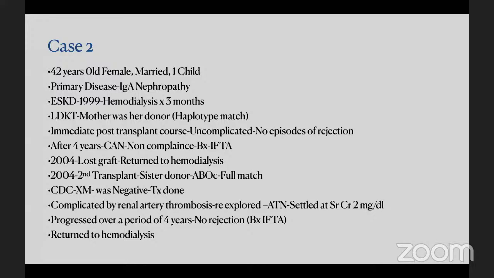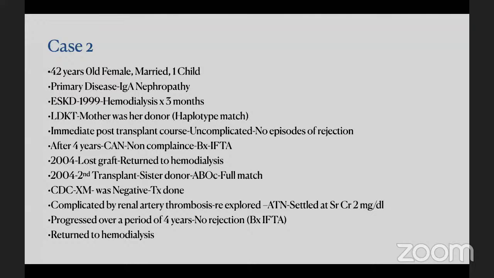After 4 years of the transplant, she developed chronic graft nephropathy, probably because of non-compliance. Her biopsy done then showed IFTA. In 2004, 5 years from the transplant, she lost her graft and returned to dialysis. At the same time, she underwent a second transplant with her donor sister, which was ABO compatible. It was a full matched, double haplotype matched transplant. Her CDC cross match was negative, and the transplant was done.